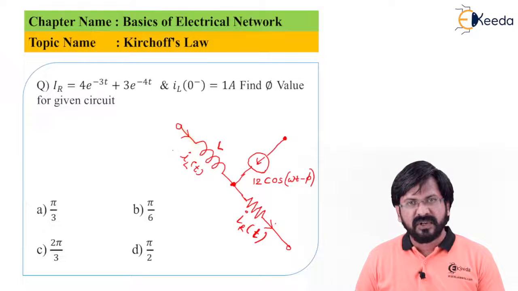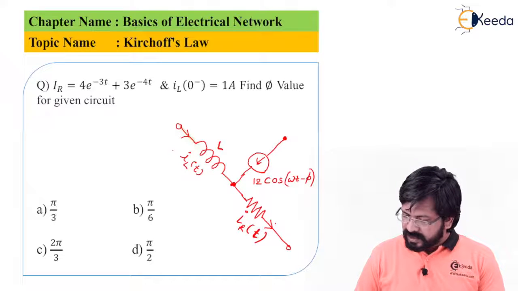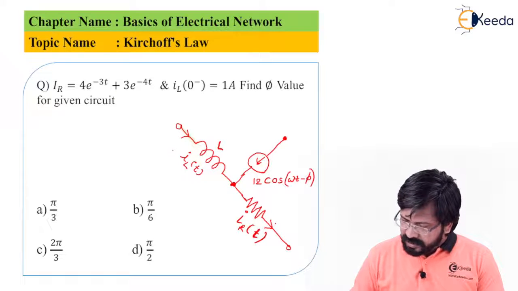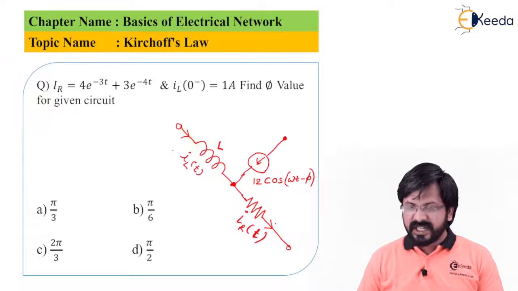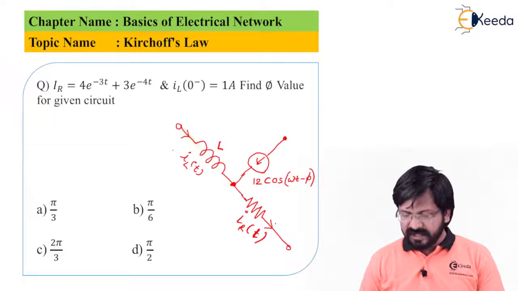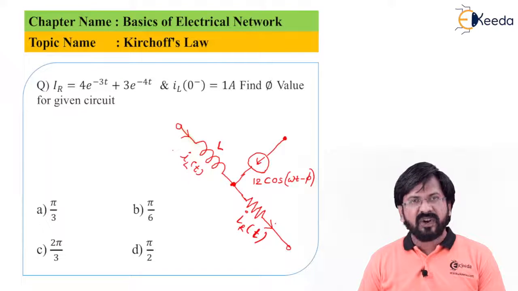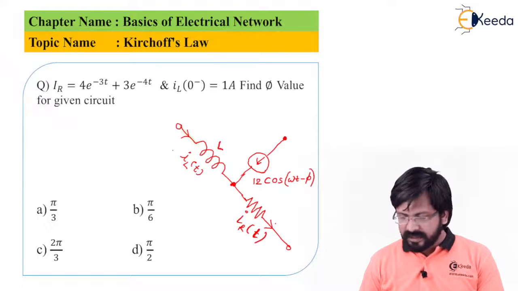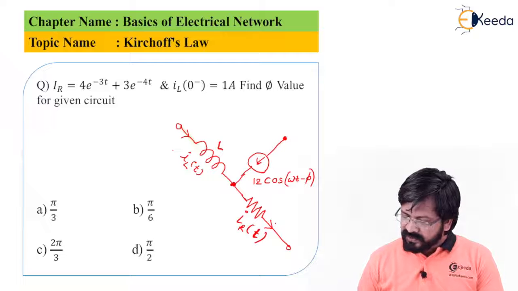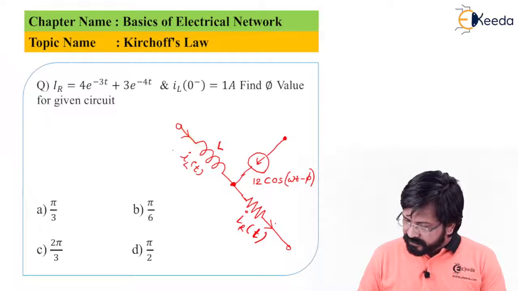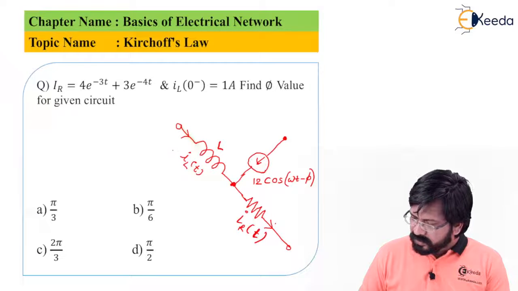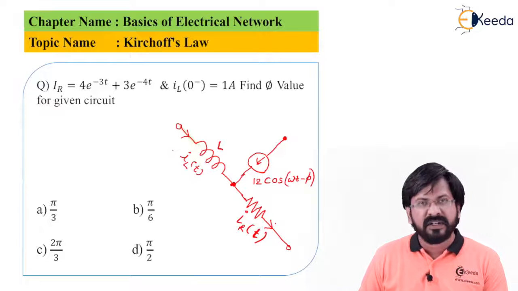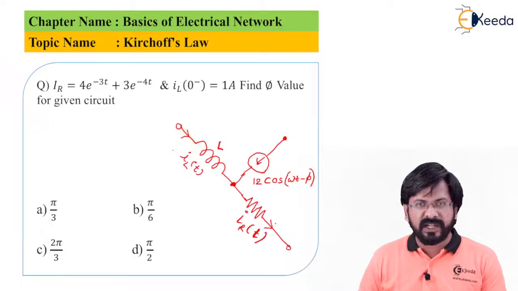So based on Kirchhoff's law, let us solve one problem. In this problem, the circuit is given. Current IR is equal to 4 plus e to the power minus 3t plus 3 into e to the power minus 4t, and IL of 0 minus is given as 1 ampere. You have to find the value of phi which is given for the circuit. If you observe this circuit, in the current source, the given magnitude is 12 cos of omega t minus phi. They are asking you the value of phi here.